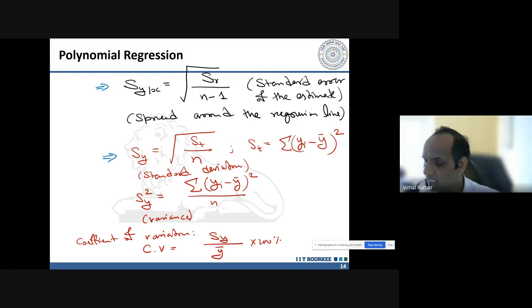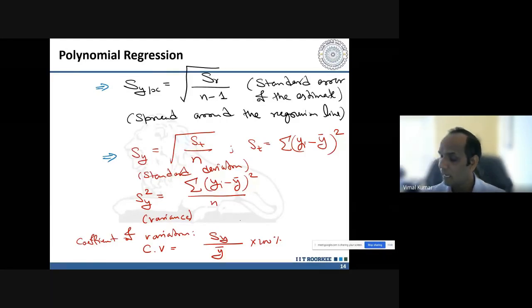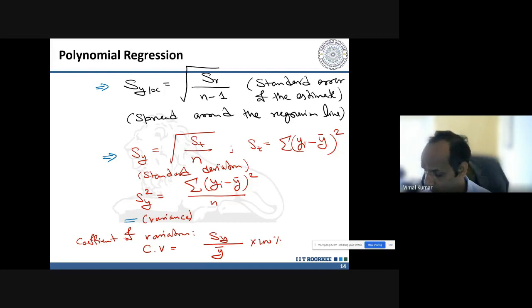Another is Sy, the standard deviation, which comes from St over n, where St is the sum of yi minus y bar squared. This is the standard deviation we calculate, and we typically represent the spread of the data as variance, which is nothing but the square of Sy.